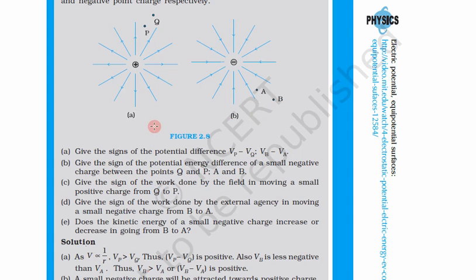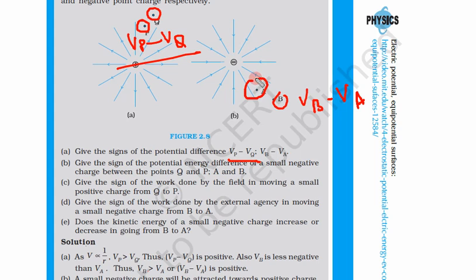First, give the signs of the potential difference Vp minus Vq. So in the first case, Vp minus Vq. Will it be positive or will it be negative? And in the second case, Vb minus Va. So we have to tell the sign, whether it is positive or negative.